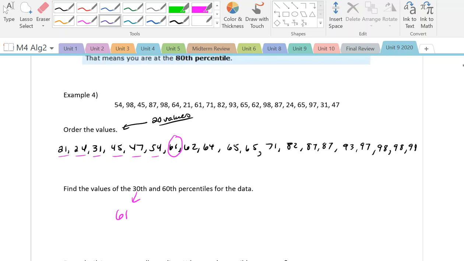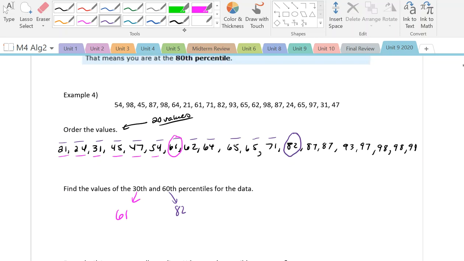Now for the 60th percentile, that would have 12 values smaller than it. 1, 2, 3, 4, 5, 6, 7, 8, 9, 10, 11, 12. 12 smaller than it is 82. Notice this is not the 12th value, but the value where there are 12 values that are smaller than it.